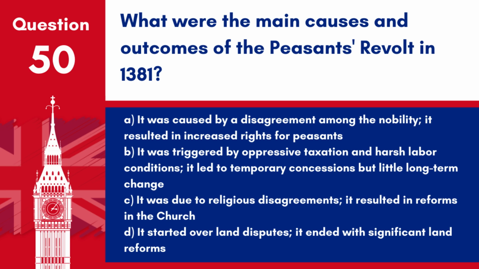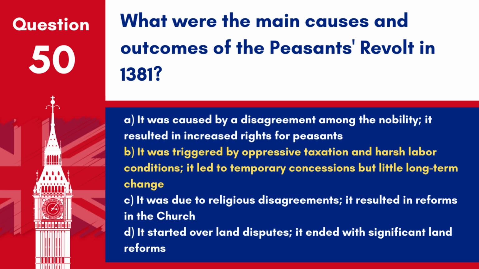Question 50. What were the main causes and outcomes of the Peasants' Revolt in 1381? A. It was caused by a disagreement among the nobility. It resulted in increased rights for peasants. B. It was triggered by oppressive taxation and harsh labor conditions. It led to temporary concessions, but little long-term change. C. It was due to religious disagreements. It resulted in reforms in the church. D. It started over land disputes. It ended with significant land reforms.